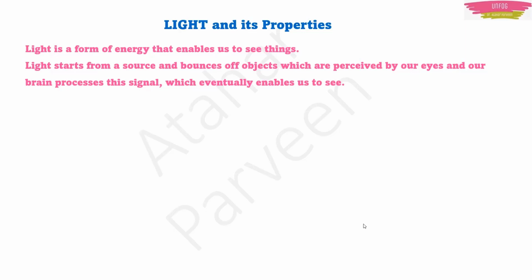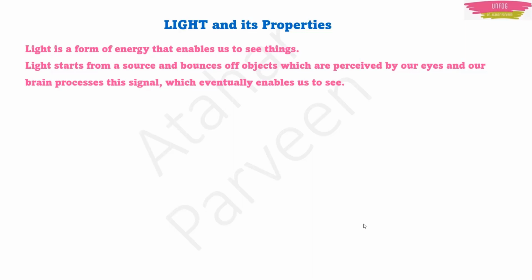Light is a form of energy that enables us to see things. And how are we able to see things? When light starts from a source and bounces off objects, our eyes perceive the light and our brain processes the signal, and eventually it allows our eyes to see the things.